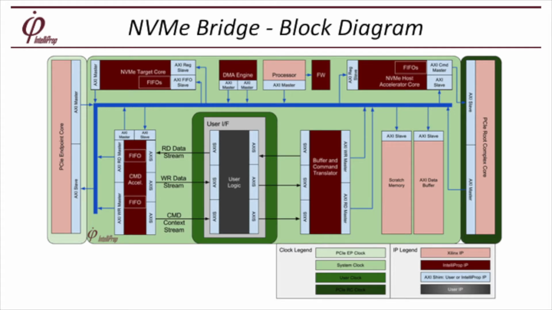So here we have our block diagram. As you can see on the left, there is the PCIe or NVMe host, which connects to the NVMe target core and command accelerator. The hardware data path, the read and write commands, flow through the user logic in the middle, which a customer can use to insert data encryption, data compression, that sort of thing. On the right side, the buffer and command translator in the NVMe host formulate commands that are sent to the SSD on the right side. And then for read commands, the process is reversed. Data flows from right to left back to the NVMe host.